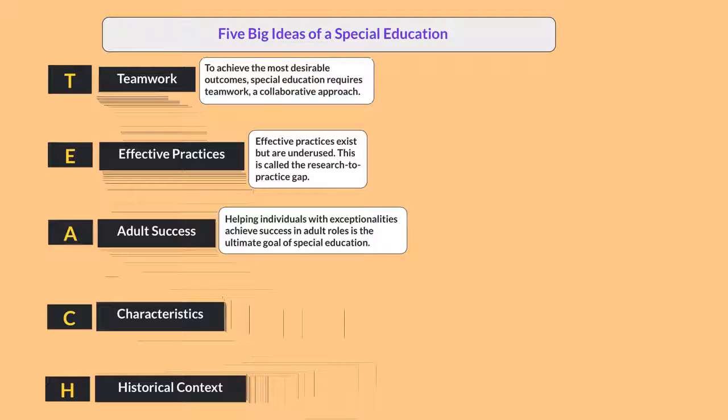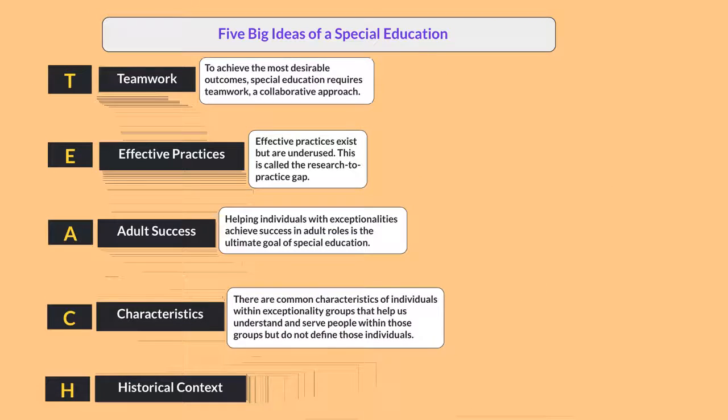Adult success, this big idea is that helping individuals with exceptionalities achieve success in their adult roles is the ultimate goal of special education. And by the way, it's also the ultimate goal of general education. Characteristics. So there are common characteristics of individuals within exceptionality groups, but we have to be careful not to let those characteristics define those individuals. Individuals are individuals first. So we're going to learn a lot about how we use those characteristics to help us understand and serve those groups, but not define those groups.